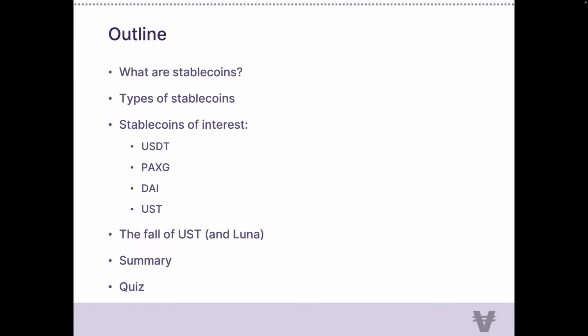So yeah, we're going to give a high-level overview of stablecoins. This is our outline for today. We talk about what stablecoins are, the different types, and several stablecoins we are interested in, which I will go into depth on today. And of course, we cannot miss the fall of UST and the Luna network. And then we will finish up with a quiz.